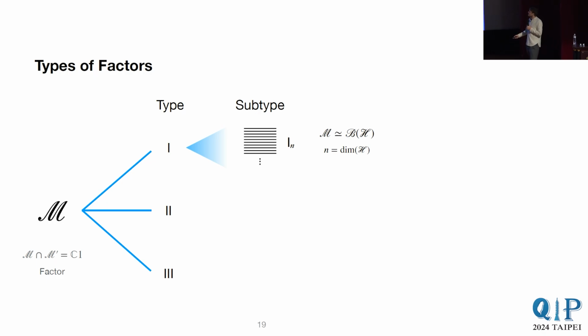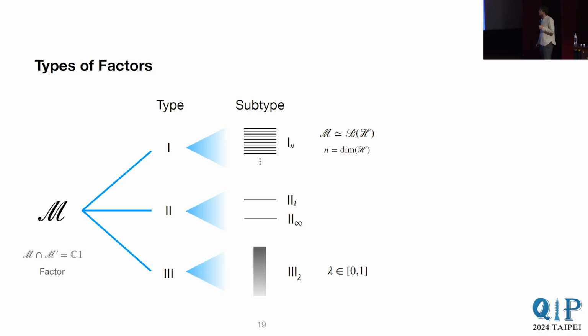For example, type 1 has subtypes 1n, where n is just a natural number or infinity, and these factors are just the bounded operators on the Hilbert space. So von Neumann algebras of type 1 is basically the setting that we're used to working in usual quantum mechanics. Then there are factors of type 2 and subtypes 2_1 and 2_infinity. We will not say much about these for the remainder of this talk because they're not so important for us. And then there's type 3, which are labeled by a continuous parameter lambda between 0 and 1. And these will turn out to be very important for us.